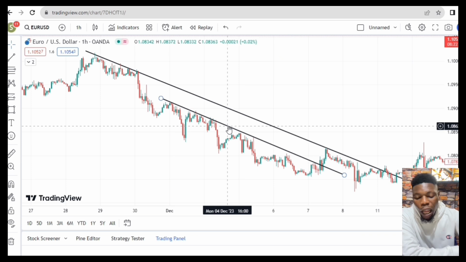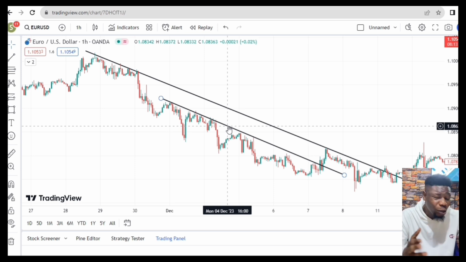So I will advise you to have a clearer view when you are drawing your trend line. When you are trading this strategy, draw the inner one and the outer one, because on most occasions you're going to have 2 trend lines, so that you shouldn't confuse yourself. You should know which one is the inner and which one is the outer.